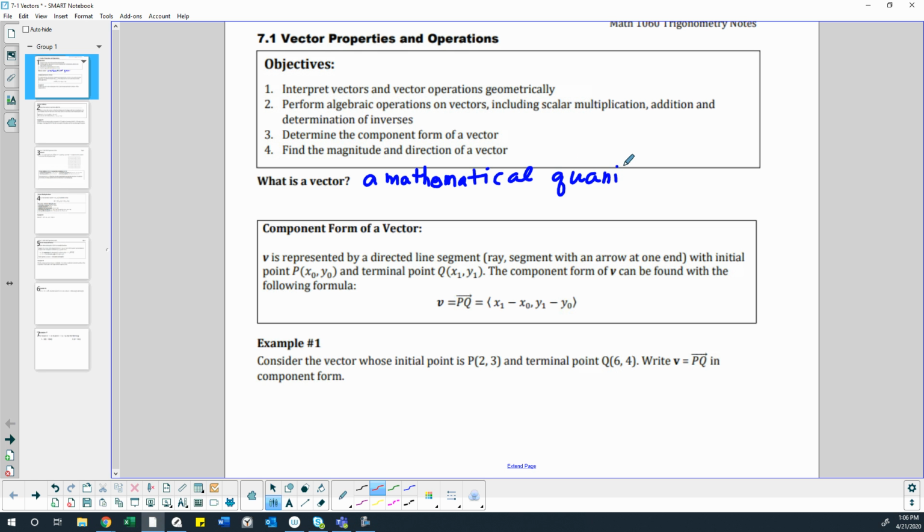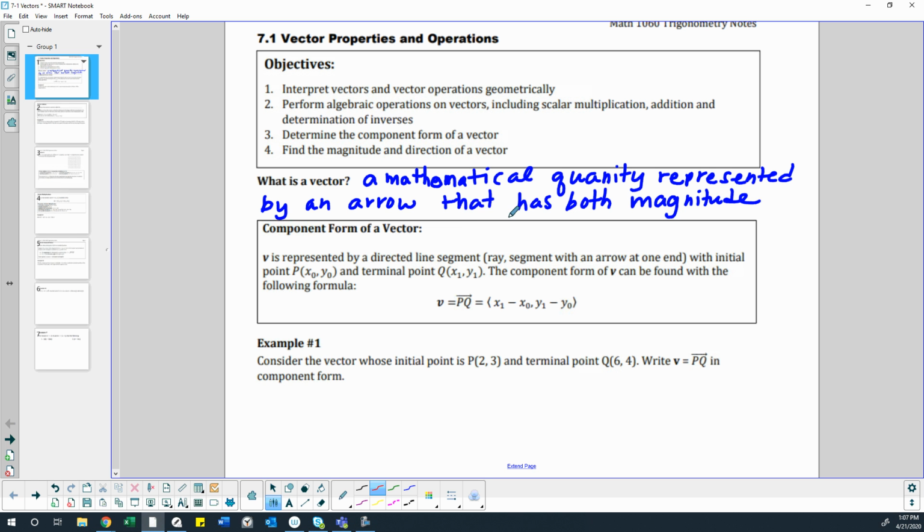A mathematical quantity represented by an arrow that has both magnitude and direction. Yeah, north, south, east, west.